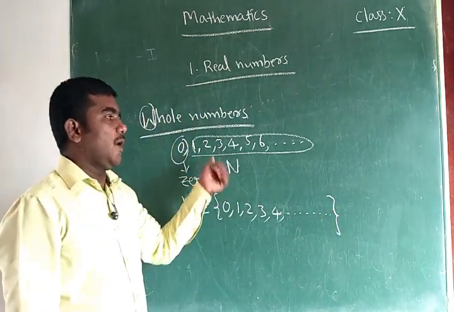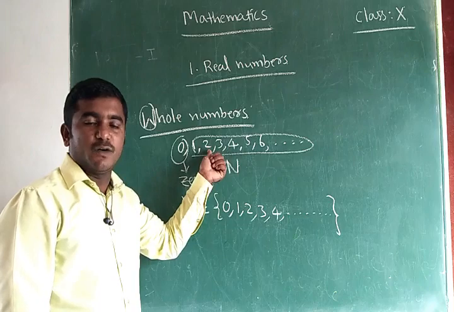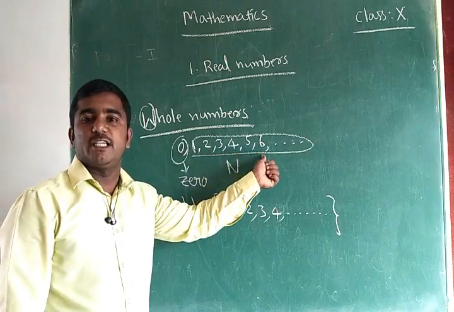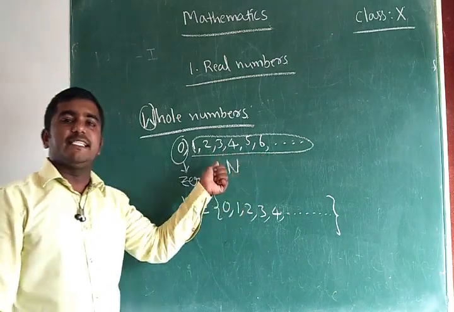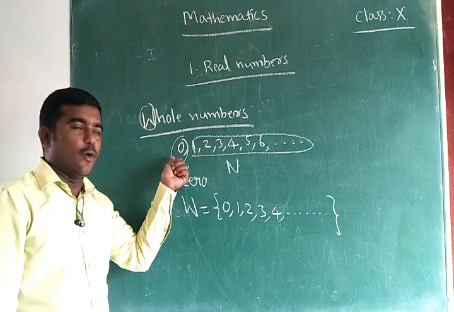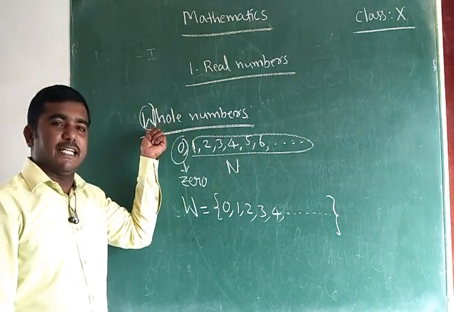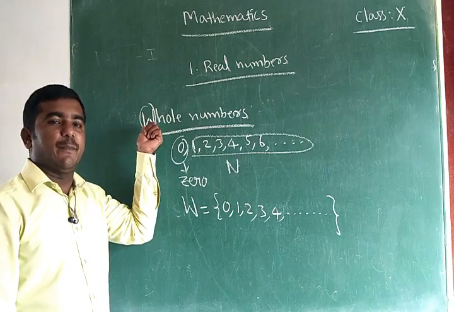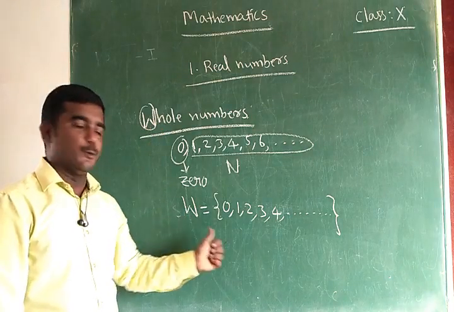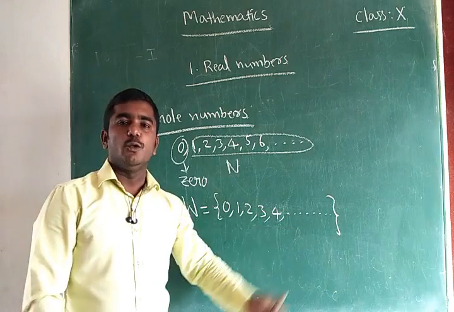What are whole numbers? All the natural numbers along with 0. What are natural numbers? 1, 2, 3, 4, 5. All these natural numbers along with 0 are called whole numbers. The first letter is W. The whole numbers are denoted by W. W is equal to 0, 1, 2, 3, 4 and so on.